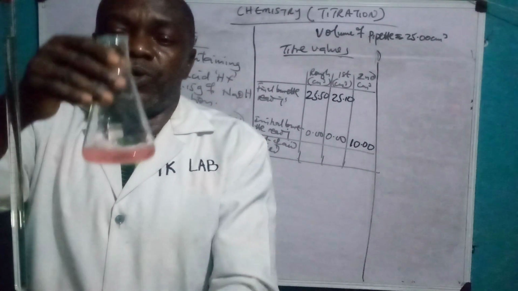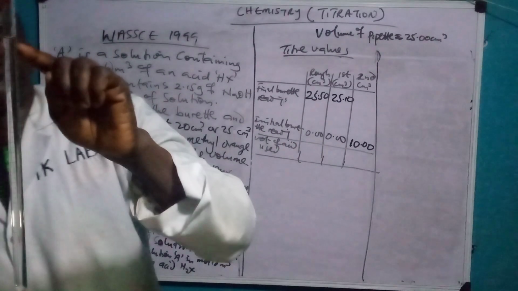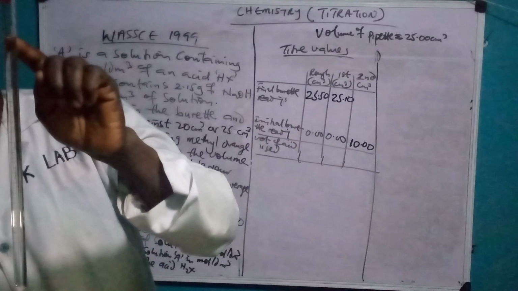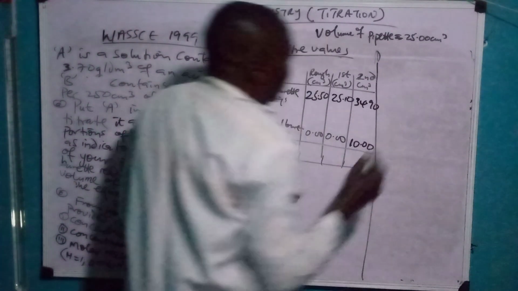You can see it has turned to orange again. This is the last one. So now take the readings. It has gone beyond 34.9. So this is now 34.90. So this is the table we have.